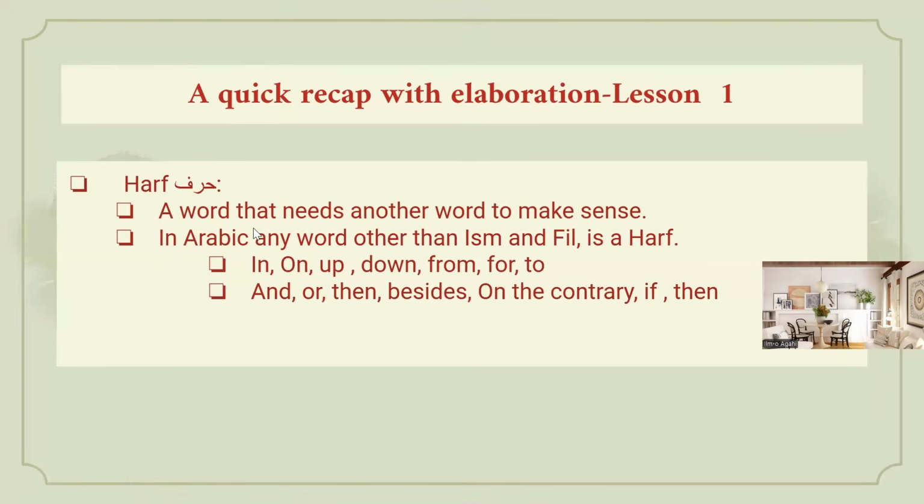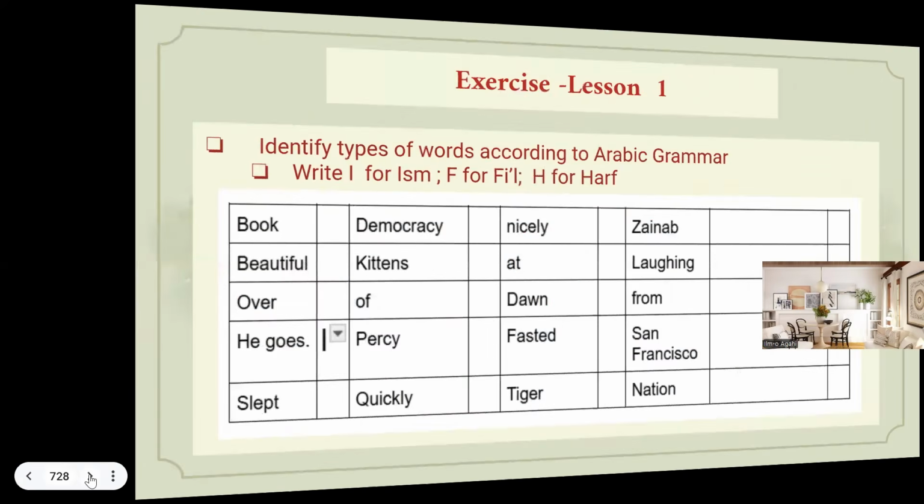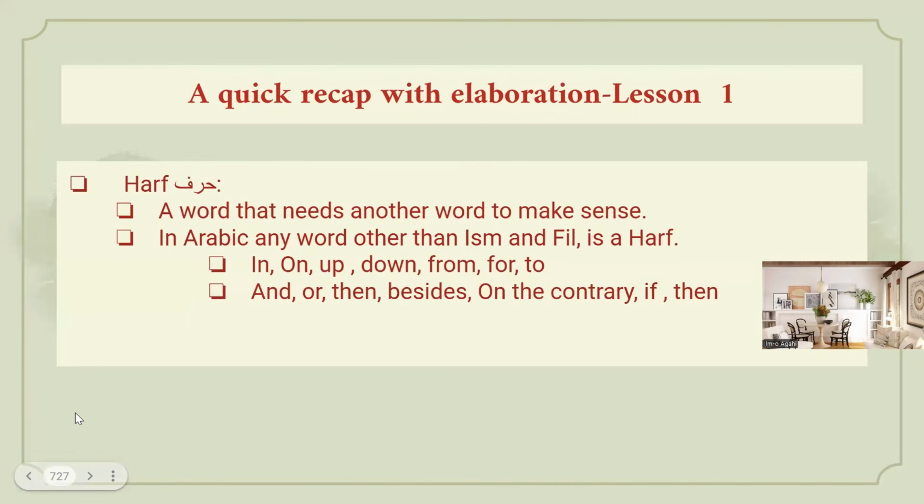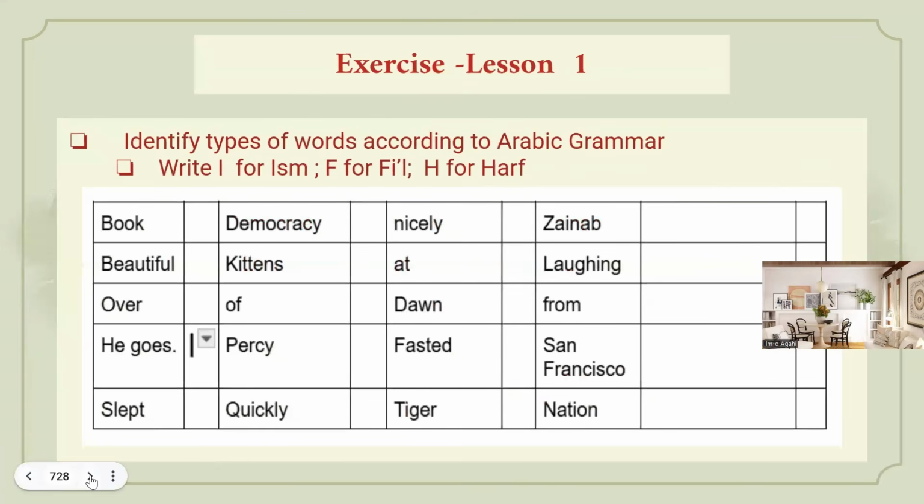Now harf. Same like huruf jar, prepositions are called huruf jar, in, on, up, down, from, to. The same way they are another type of huruf, and, or, then, besides. These are huruf ataf, right? So there are other types of huruf also. Inshallah, we'll learn when we are going to learn more and more further down. So this was the lesson 1, in which you learned there are 3 types of words in Arabic: ism, fail, and harf. Okay, so this is exercise.